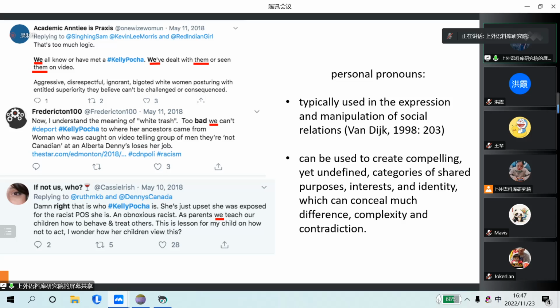As parents, we teach our children. Am I? I guess I am. But what is really giving this away from a CDA perspective is the use of personal pronouns. They're typically used in the expression and manipulation of social relations. After all, if I say, we are greatly enjoying this talk, then there's nothing really more you can say, is there? Because I've already said it for you. You're now aligned to whatever I feel. So it can be used to create compelling yet undefined categories of shared purposes, interests, and identity, which can conceal much difference, complexity, and contradiction.